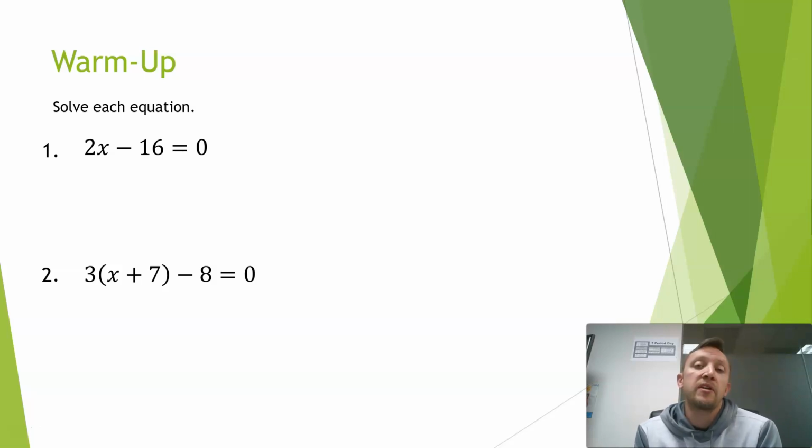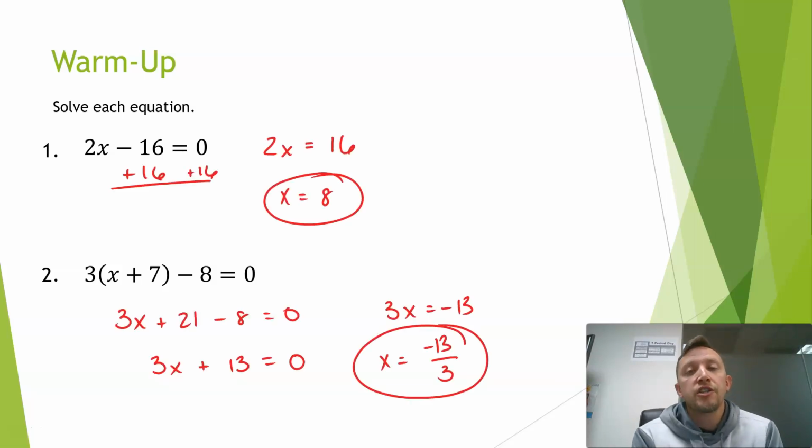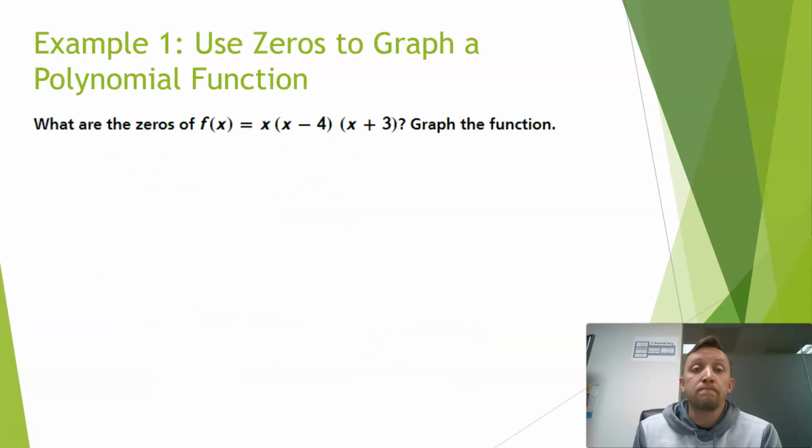Hopefully this will not be an issue for you. Hit play when you're ready to check to see if you did those correctly. All right, so you should have gotten x equals 8 for the first one. For the second one, you should get x equals negative 13/3. If you didn't get that for the first one or the second one, make sure you go back and double check your work with what I've done here, and make sure that you know how to get those answers, because you want to know how to do those processes for what we're going to be working on.